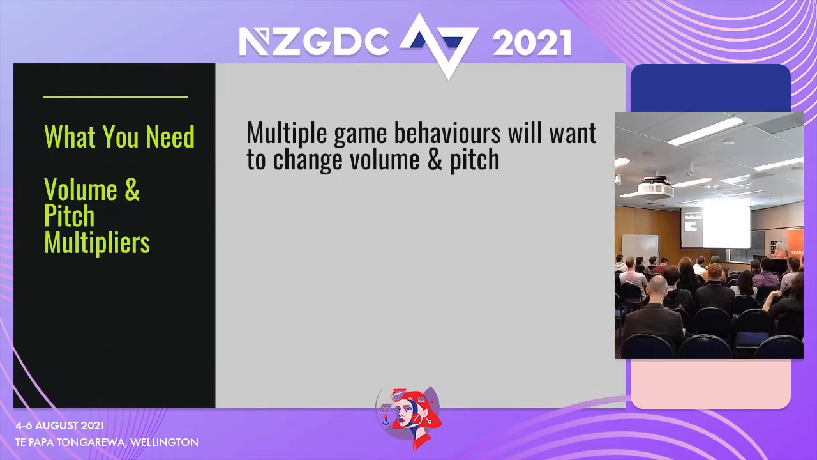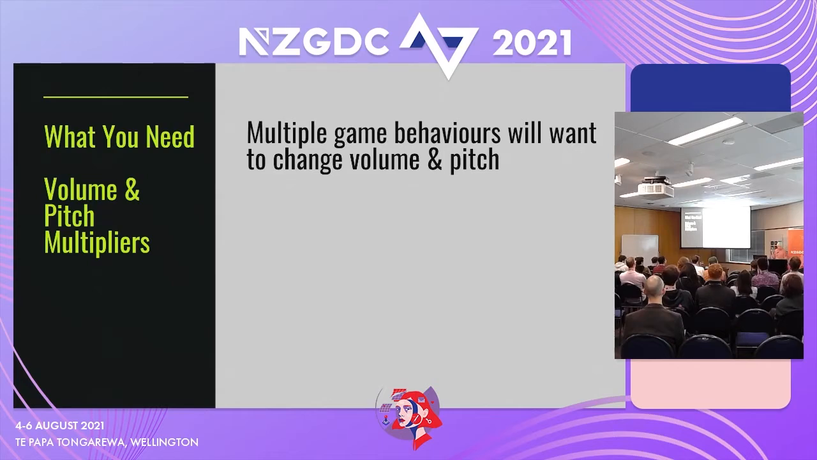Right, pitch and volume multipliers. You're going to have multiple reasons to change your pitch and volume, and you can do that on an audio source, but then that's it. That's the volume and pitch of the audio source, and that's not very helpful when you wanted to say, okay, this audio source is nominally at 0.5 volume, but actually it's a bit loud, so I think it should be at 0.3. But then if you have something else that's changing the volume, that's going to stuff it up.